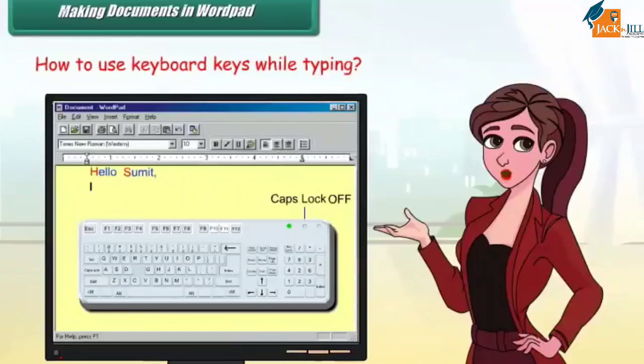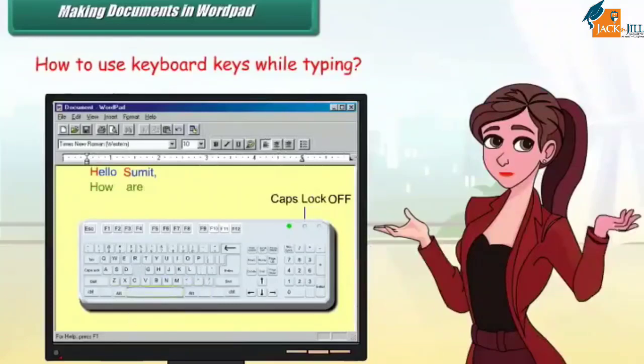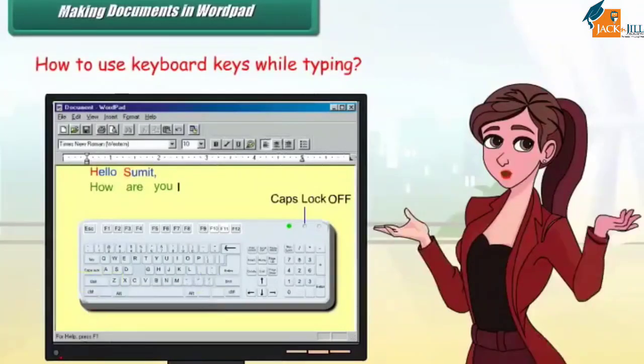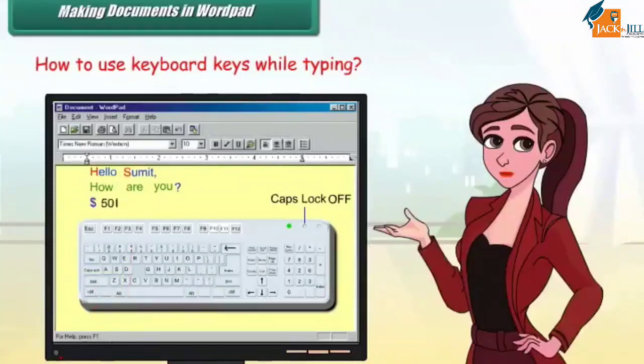Press space bar key once wherever you need a gap between the words. For typing special symbols like question marks, dollar signs, apostrophes, etc., hold the Shift key and press the key on which the symbol is marked.